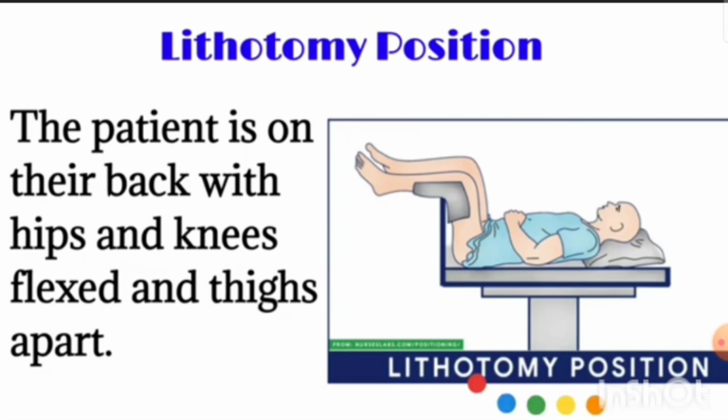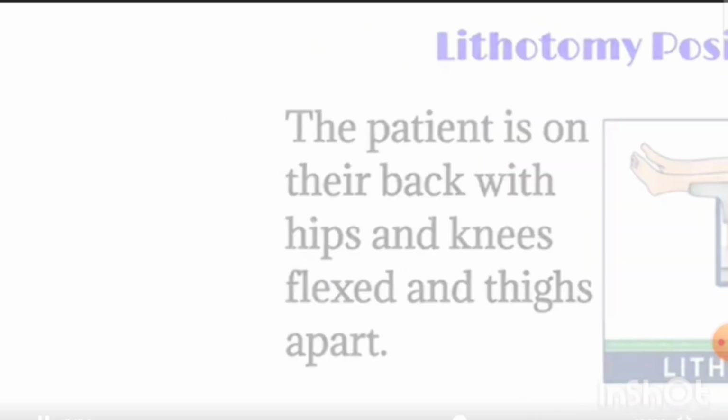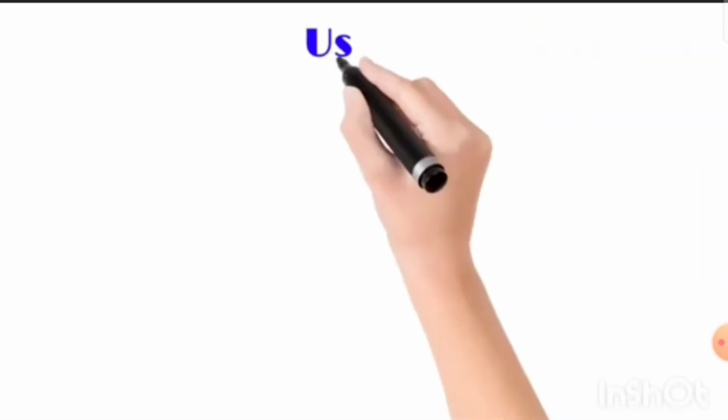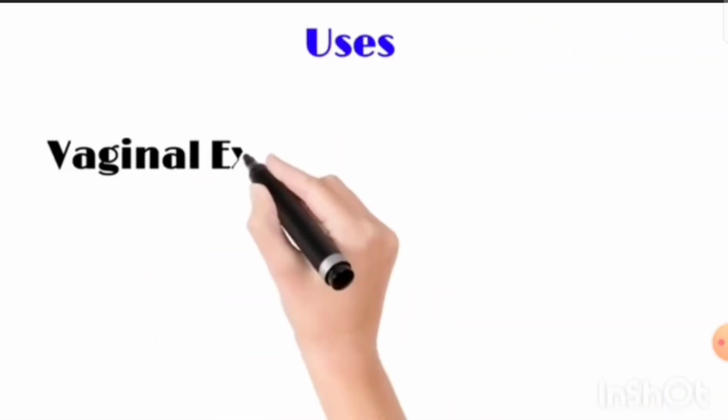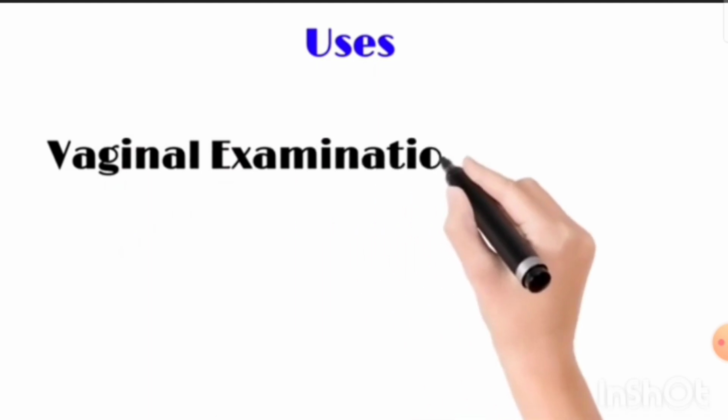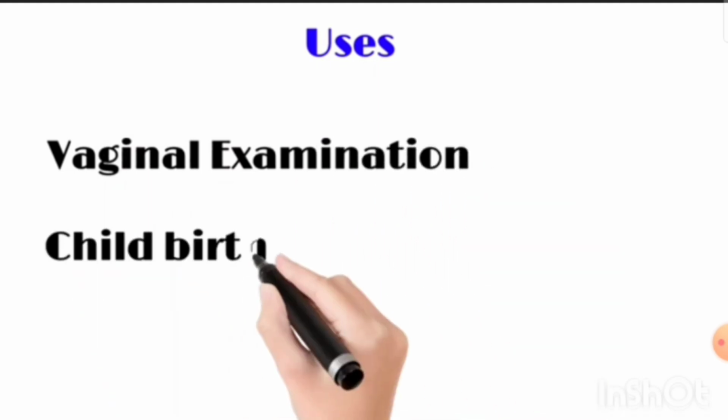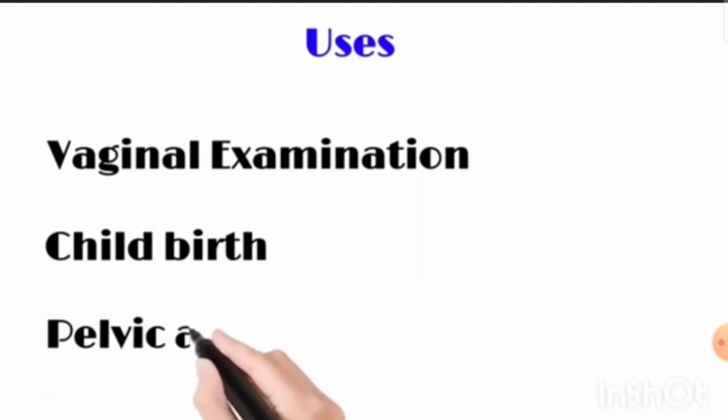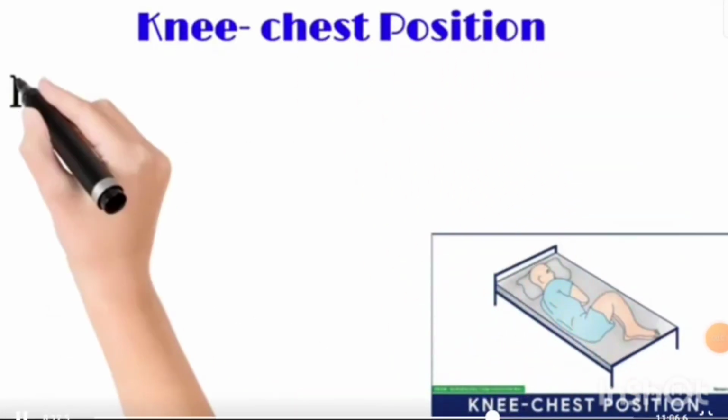Lithotomy position. The patient is on their back with hips and knees flexed and thighs apart. And the uses are vaginal examination and childbirth. And then the knee-chest position.